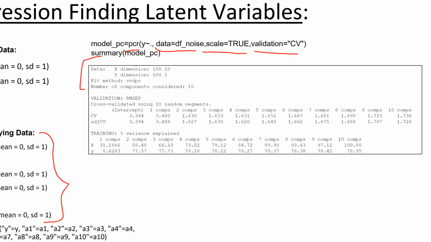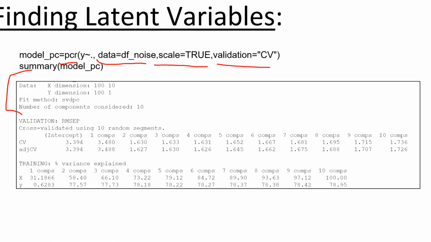And so first thing we get is some information about the data that was put in. And then what we care about in this next section, this section tells us the cross-validation. We care about this row, CV, as a function of the number of principal components that are used in our regression. So if we use just the intercept, we of course get bad results. Our cross-validation error is 3.39. One principal component helps a little bit, and then with two principal components, we get 1.630 as our error.